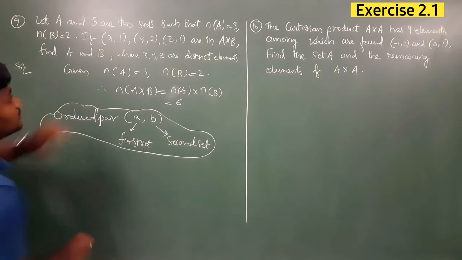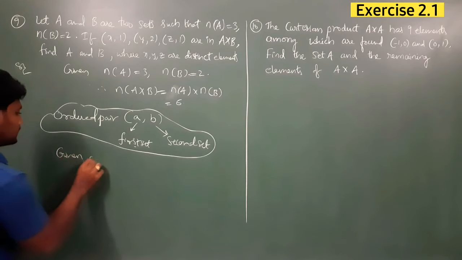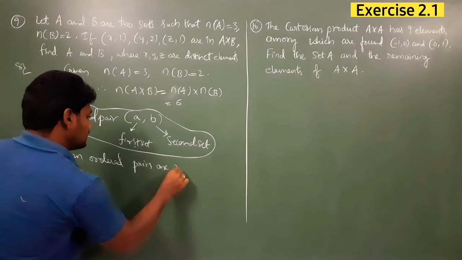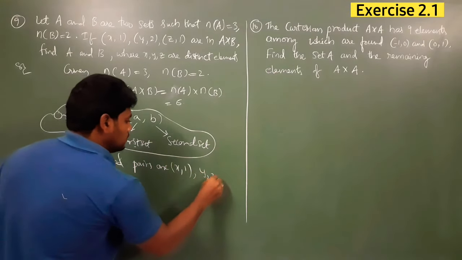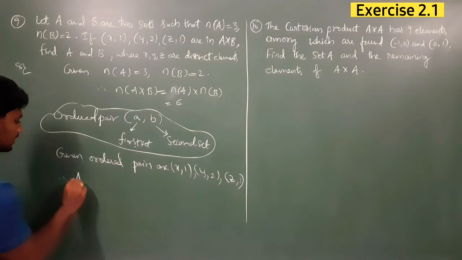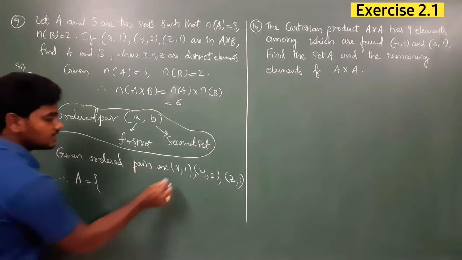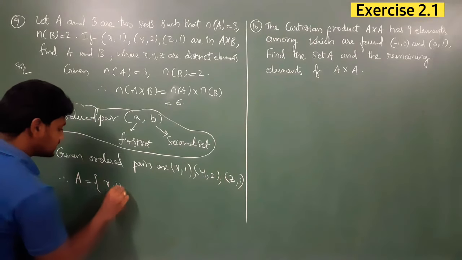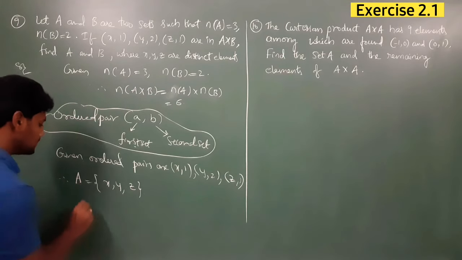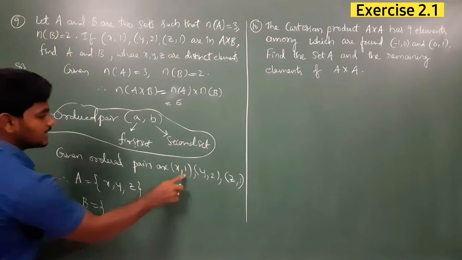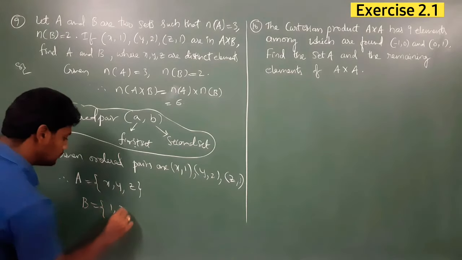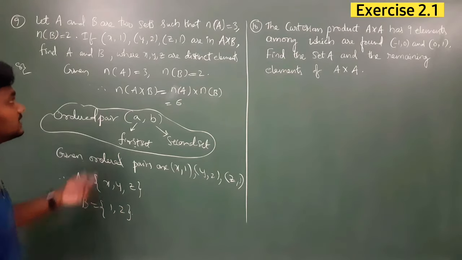Now from this, the given ordered pairs are (x, 1), (y, 2) and (z, 1). Therefore, what is capital A? The first elements, right or not? x, y, z. n(A) is 3 elements, and those 3 are x, y, z. What is capital B? The second elements, 1, 2, 1, but 1 is repeated 2 times, so you write 1 only once. So B is {1, 2}. This is set A and this is set B.